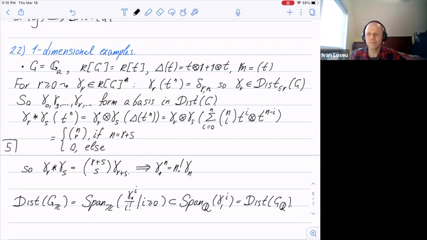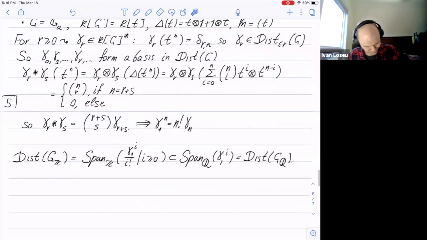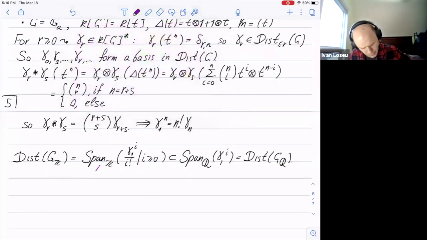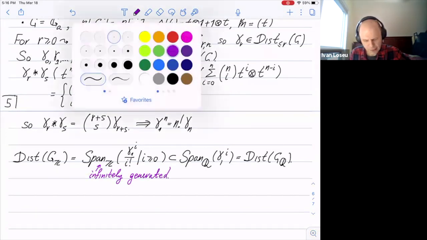Okay. And you can see that this algebra is very much not finitely generated. I mean, it's an infinitely generated algebra. Questions?